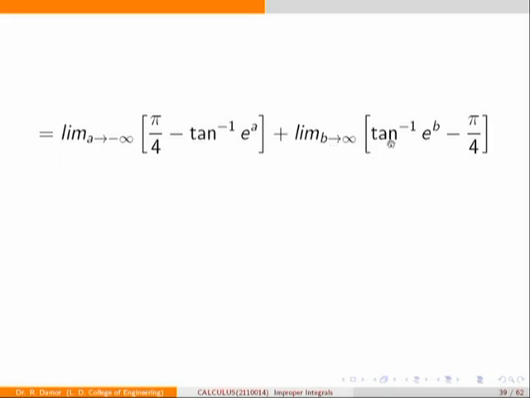We know that tan pi by 2 tends to infinity, so tan inverse infinity is equal to pi by 2. So you can put down these values: pi by 4 minus 0 plus pi by 2 minus pi by 4. So this pi by 4 positive term and pi by 4 negative term cancel, and the only remaining term is equal to pi by 2.